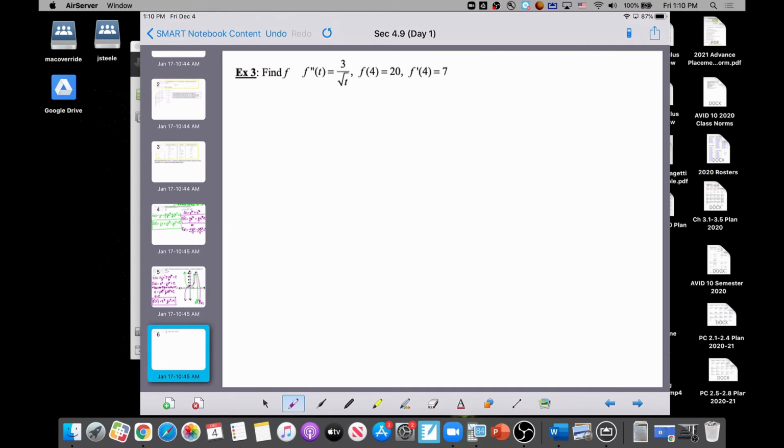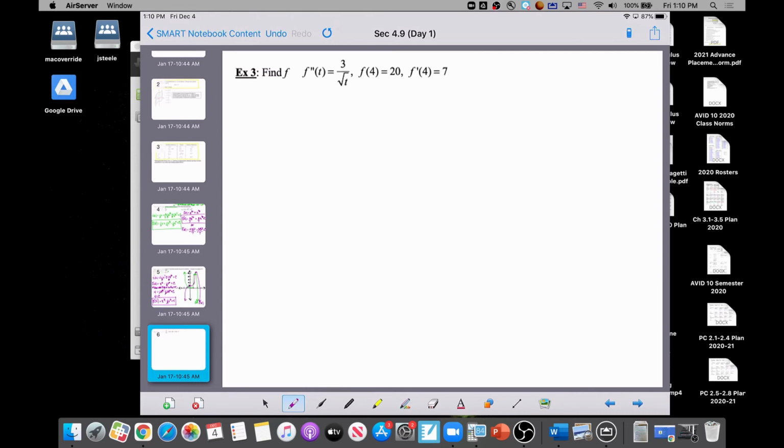So they are asking us to go back 2 functions, right? If we have a second derivative and we want the original function, then we have to find 2 antiderivatives. First we have to find f prime, then we have to find f. And they've given us 2 pieces of information to help us, that f of 4 is 20 and f prime of 4 is 7. So that's going to help us with those plus c's, with those initial conditions.